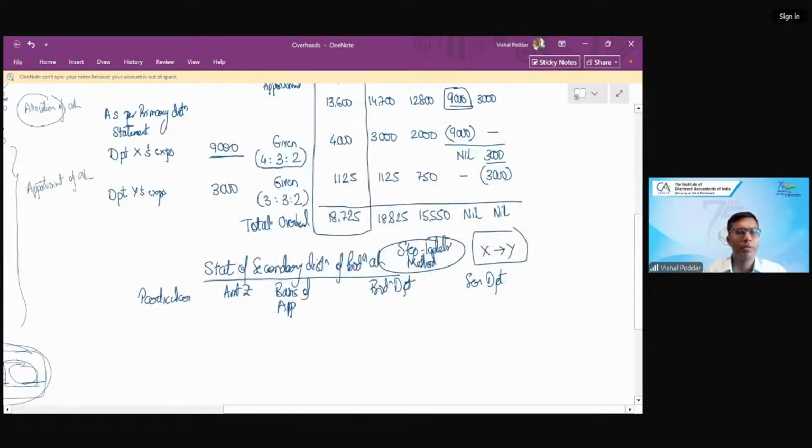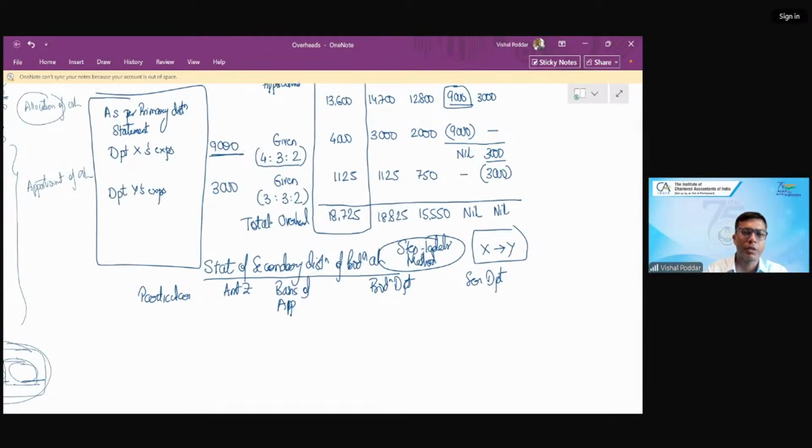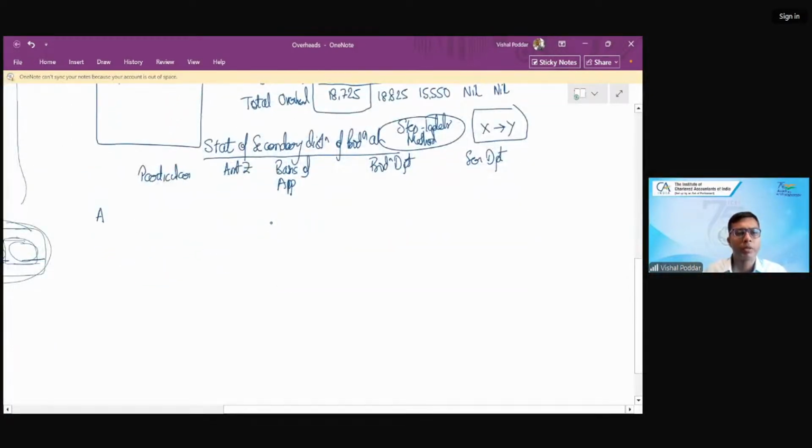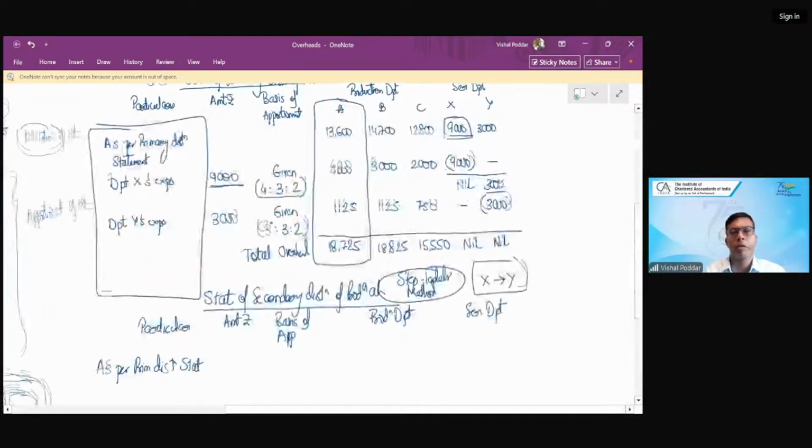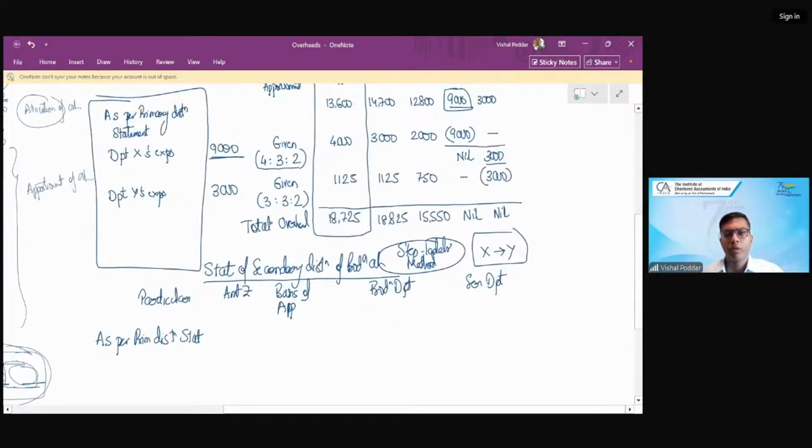Again, the starting point is the same. See, these are the steps for secondary distribution, which will remain the same. Only we are changing the method, that is the approach. So as per the primary distribution statement, what are the amounts? It is the same. So A, B, C, X, Y: 13,600, 14,700, 12,800, 9,000, 3,000. Correct?